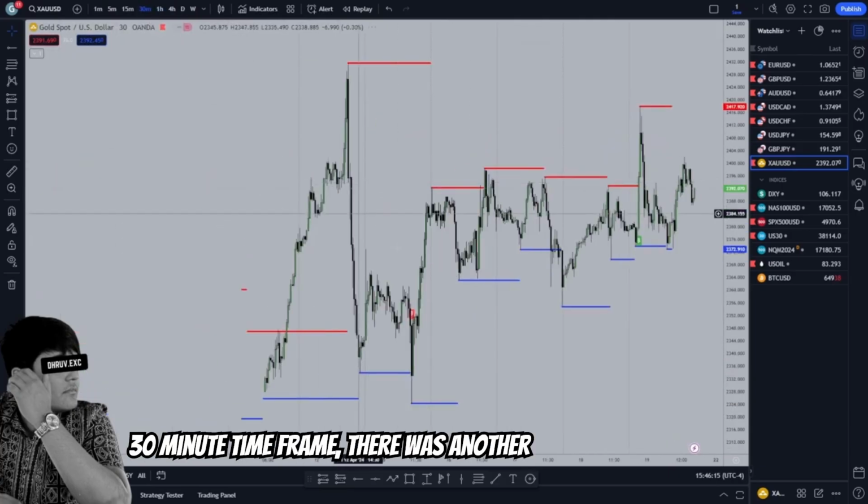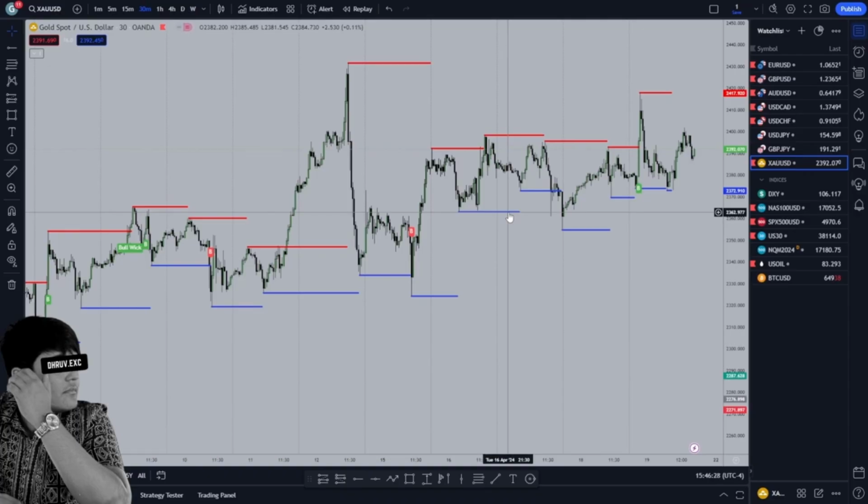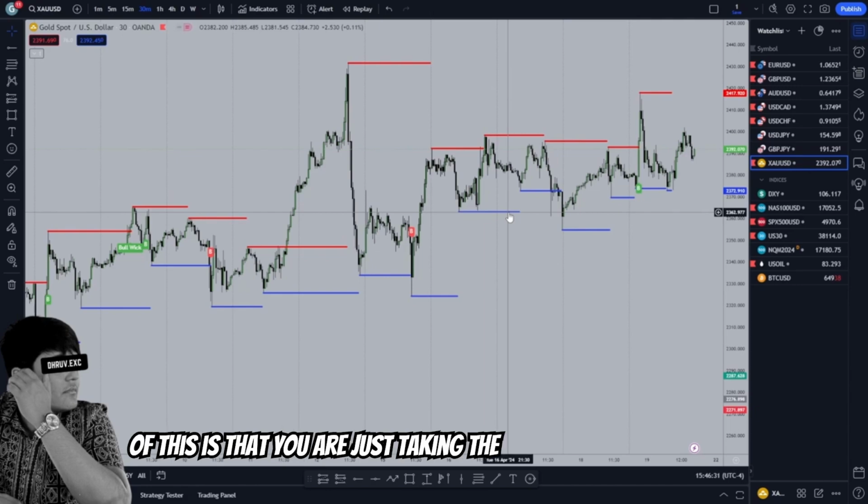And if you look at the 30-minute time frame, there was another support zone over here. So the thing I'm trying to explain is to use this indicator to find liquidity, and to find out where the support, resistance, supply and demand are, because it's simple. The simplicity of this is that you're just taking the trades where the masses will be putting their stop losses. And you should know that bias.